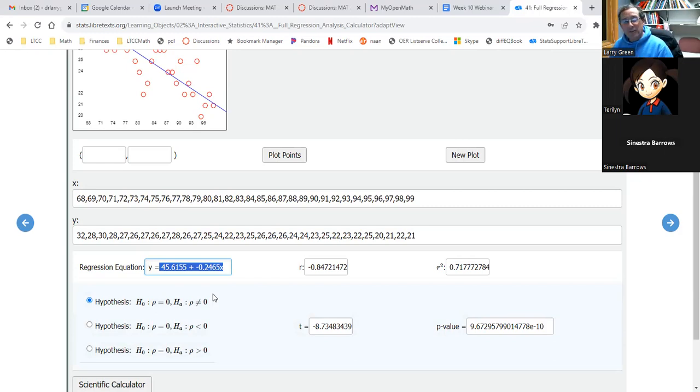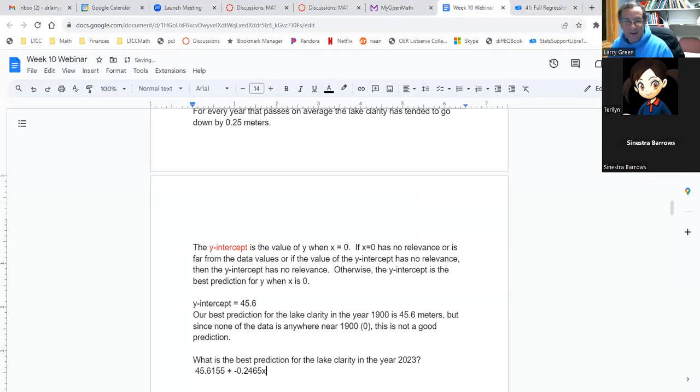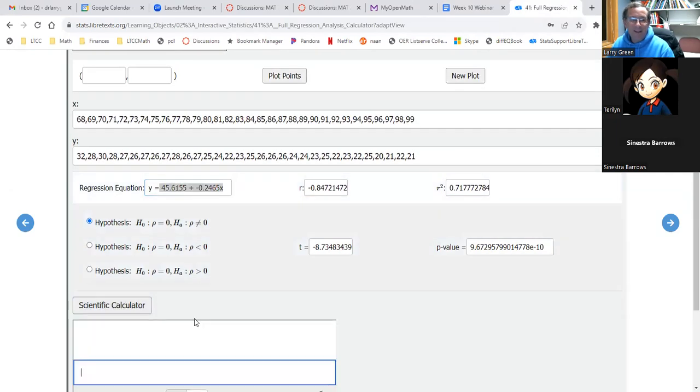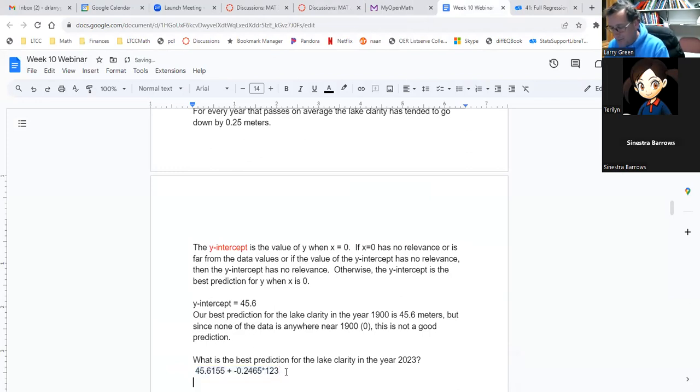You're close, but it's a little tricky because remember, this is how many years since 1900? So it's 123. Good, you fixed it. So we can take the regression line and put x in as 123. To make life easy, I can pop that into the calculator, and it's about 15.3. The answer is 15.3.